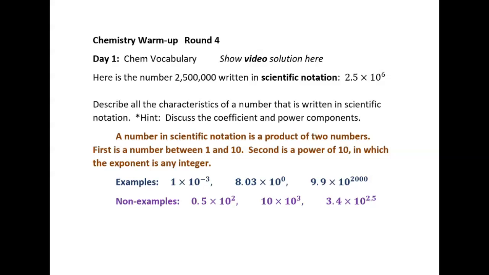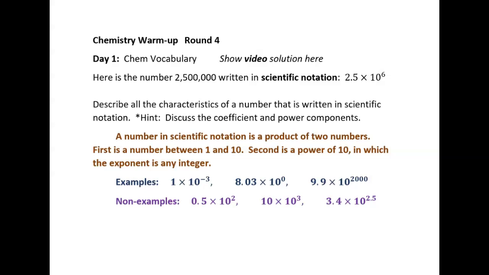Here's the way that I described it. A number in scientific notation is a product of two numbers. First is a number between 1 and 10. Second is a power of 10, in which the exponent is any integer. So the exponent can be a negative number or 0 or a positive number, but not a fraction or a decimal.